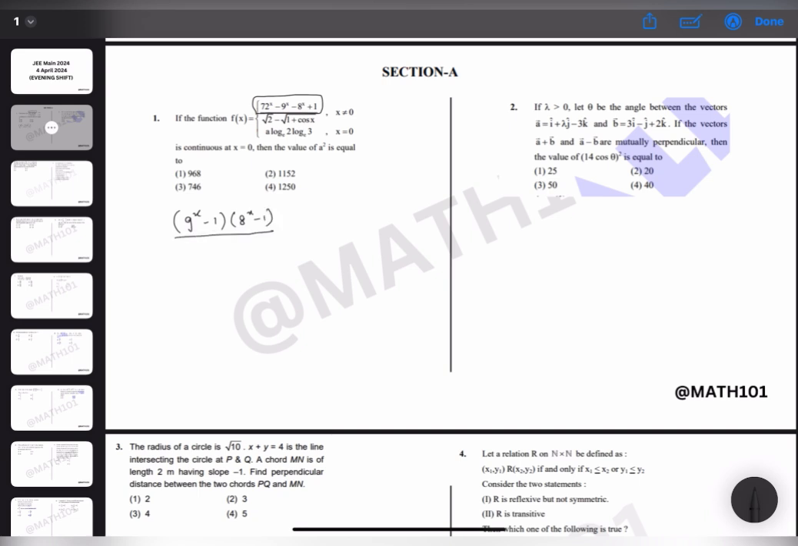The denominator can be written as, so rationalizing the denominator, that is multiplying by the conjugate, we get (a - b)(a + b) is a square minus b square. So root 2 square is 2 minus (root of 1 plus cos x) squared is 1 plus cos x. This is (9^x - 1)(8^x - 1) into (root 2 + root of 1 + cos x). Denominator is 1 minus cos x.